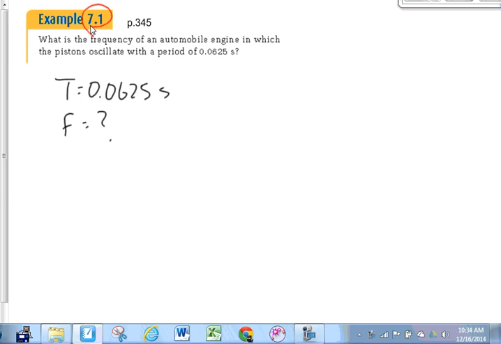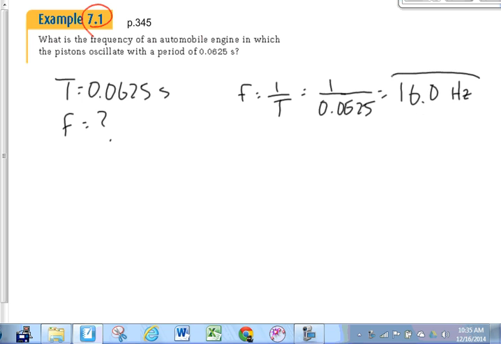Man, this is probably about the easiest question you'll ever see in Physics 20. F is equal to 1 over T, 1 over 0.0625, gives me 16. What are the units for that? Three digits, 16.0. Frequency, what is it? Hertz. Wow, this unit is easy, hey? Boy, let's just hope the rest of the unit is just as easy as this question is.